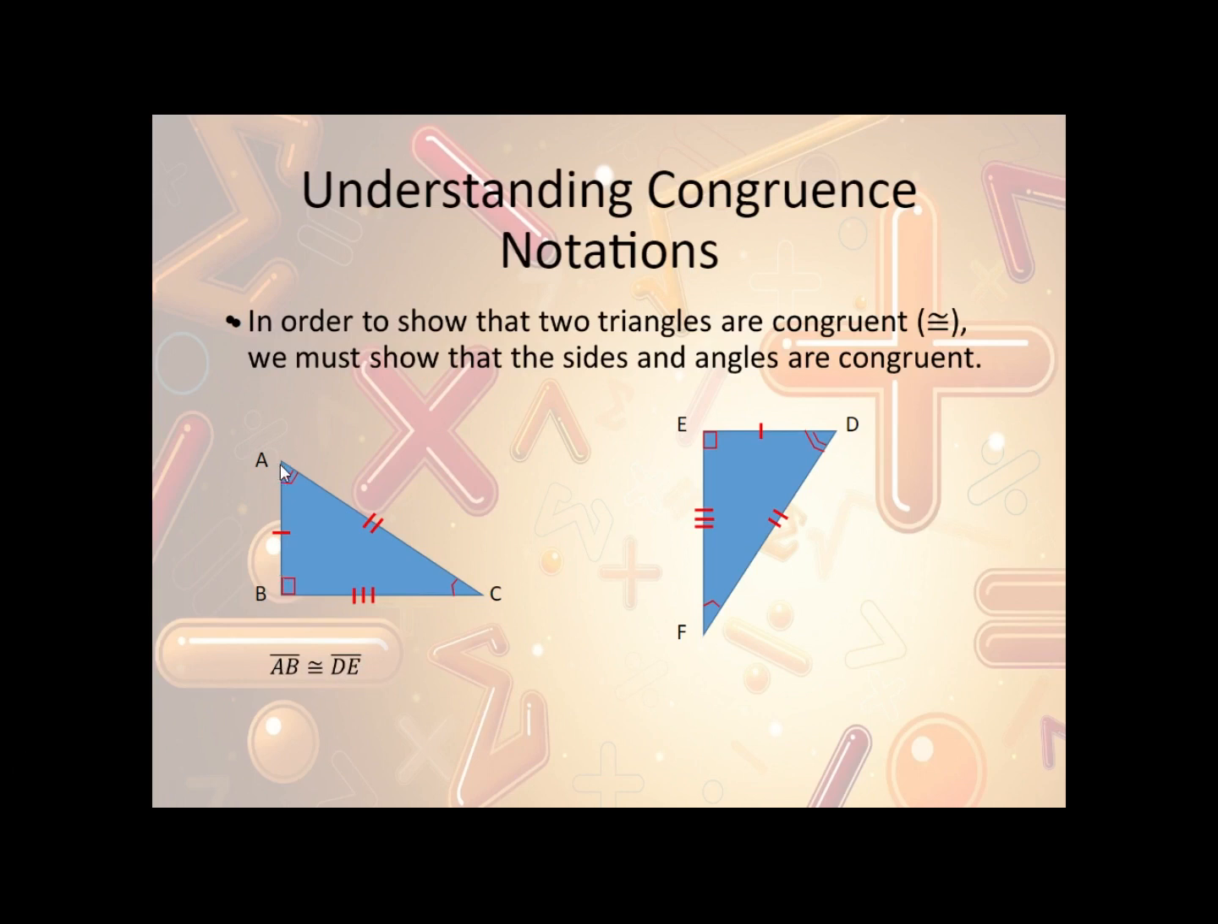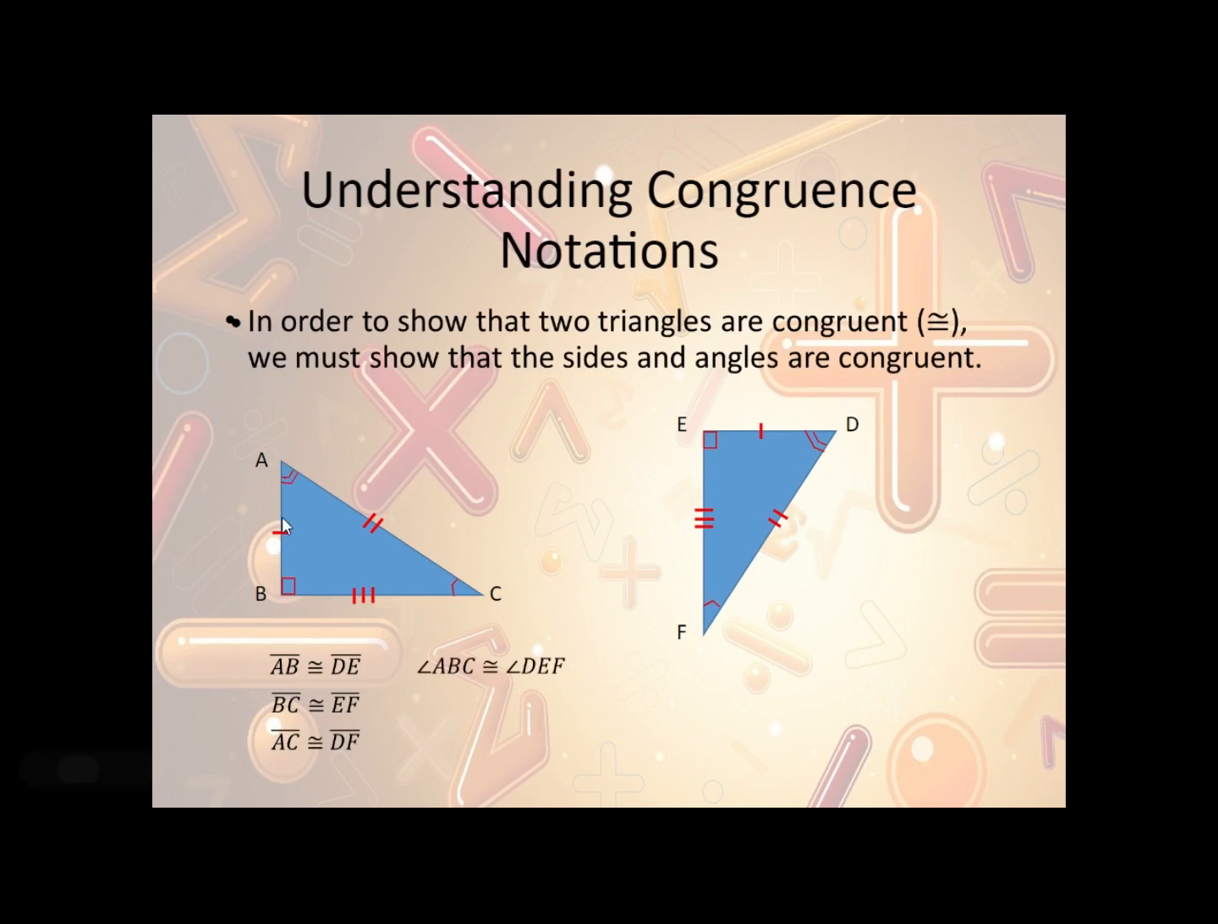So I went from the endpoint with the double arc to the endpoint with the 90-degree angle. I need to do the same thing here: endpoint with the double arc to the endpoint with the 90-degree angle. So AB is congruent to DE. Then we have BC is congruent to EF, and AC is congruent to DF. So those show that all the parts are congruent.